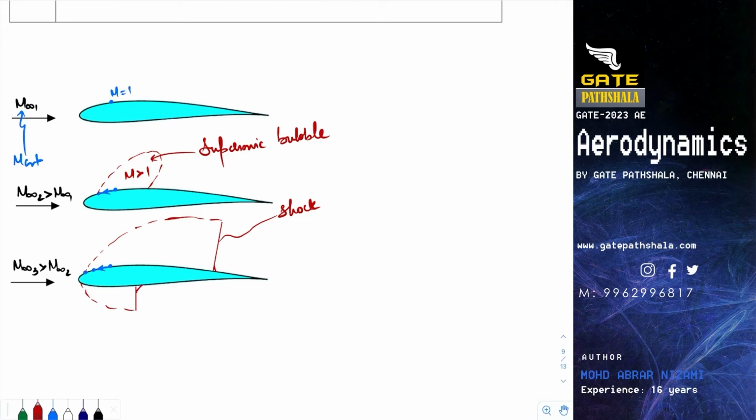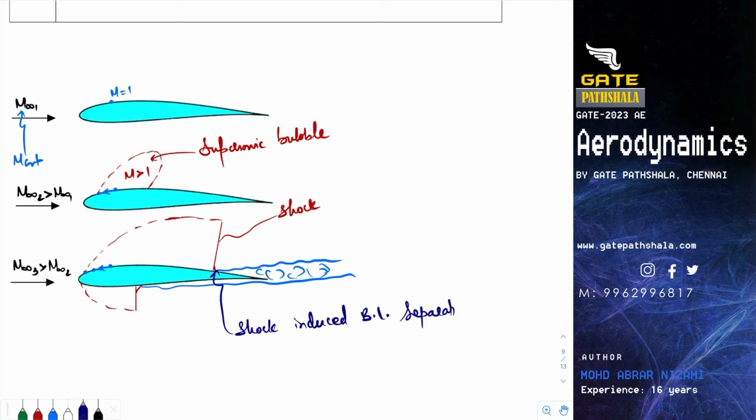This shock will induce shock induced boundary layer separation. So the flow will be separating like this. This phenomenon in aerodynamics is called shock induced boundary layer separation. When that happens, there will be a huge increment in drag. So this Mach number is called the drag divergence Mach number.